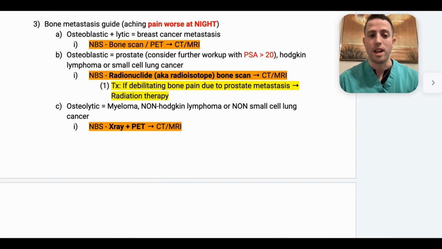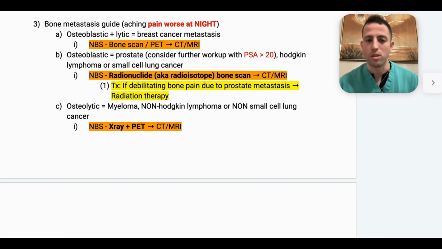All right. And if you suspect that, what should you do? Next best step is to get a radionuclide, aka a radioisotope bone scan, and then get a CT or MRI for further differentiation. And so the treatment, if they have debilitating bone pain due to prostate metastasis, is radiation therapy. If you see osteolytic lesions, it can be a bunch of things.